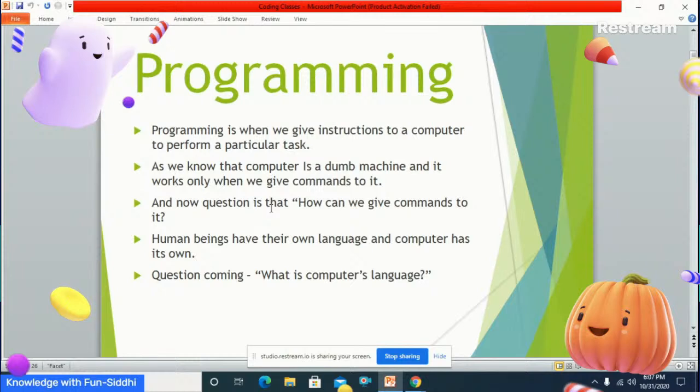Does a machine work by its own, or do you give it instructions? Because in this generation, we don't have total artificial intelligence yet, where machines think and work like humans, just like robots.